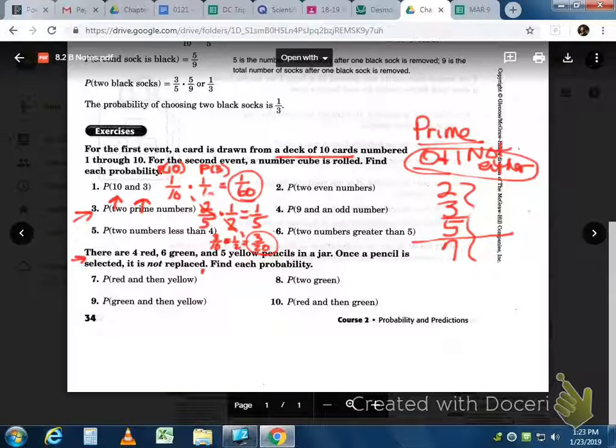So first of all, the red would be what? How many pencils are in the jar? 15. So pulling out a red would be 4 out of 15. Now we want yellow, but keep in mind we've already pulled a red pencil out. You've got to pretend that you've done the first thing in order for it to work. So there's 14 now in the jar. How many are yellow? 5. So 5 over 14, right?